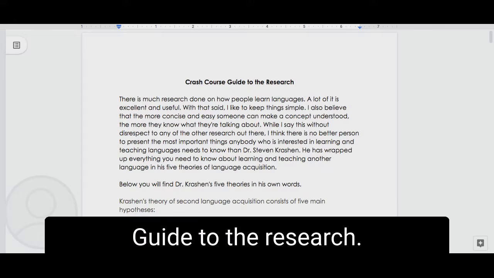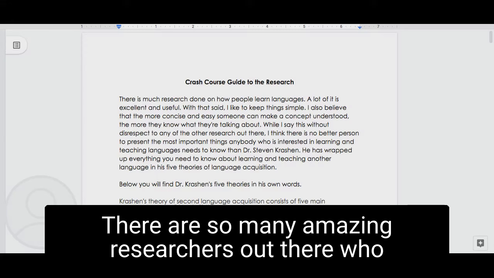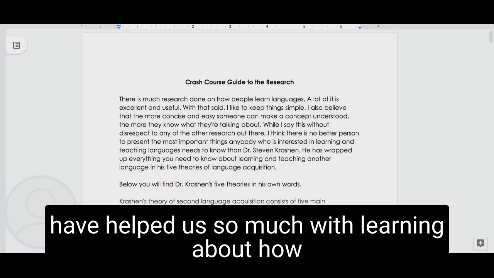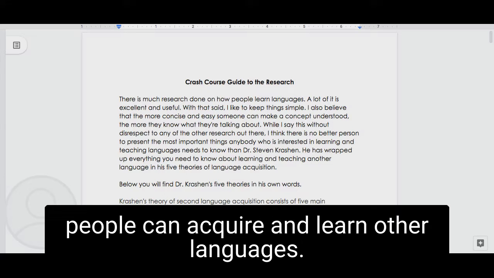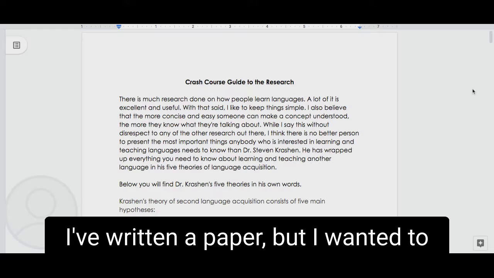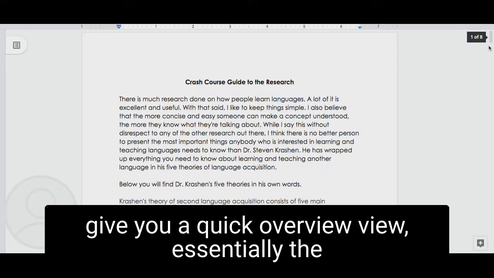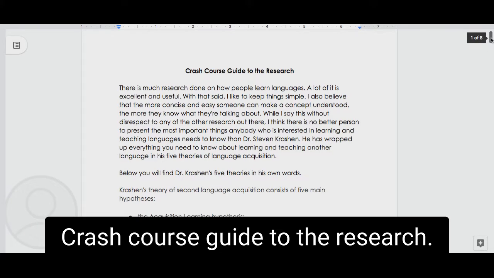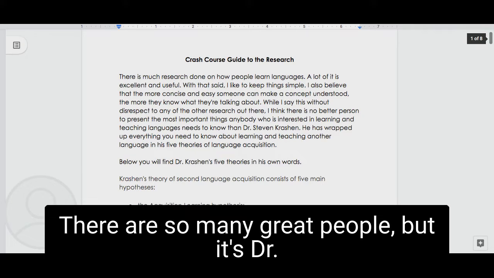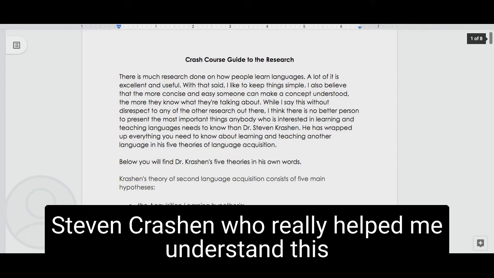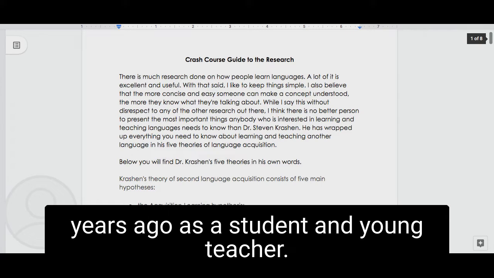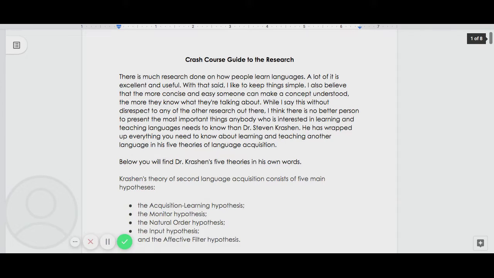Course Guide to the Research. There are so many amazing researchers out there who have helped us so much with learning about how people can acquire and learn other languages. I've written a paper, but I wanted to give you a quick overview, essentially the Crash Course Guide to the Research. There are so many great people, but it's Dr. Stephen Krashen who really helped me understand this years ago as a student and young teacher.